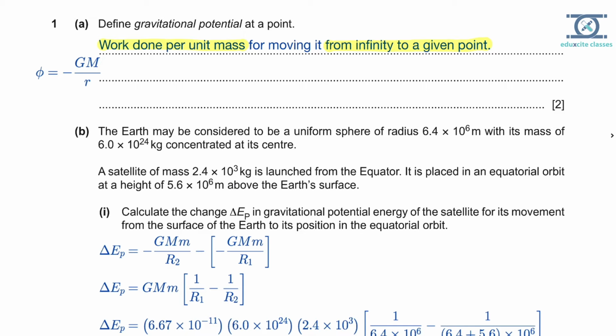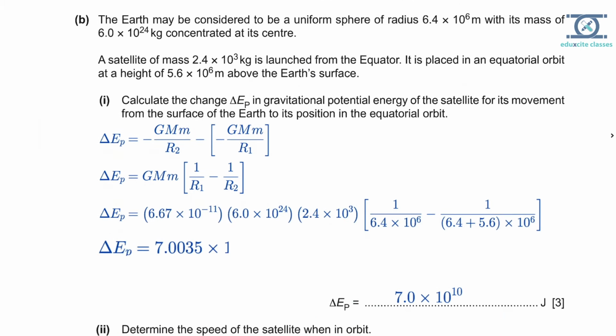Okay, so this is of 2 marks. If you have not written from infinity, you will lose your mark. 1 mark for work done per unit mass and 1 mark for from infinity to a given point. Now the second part, B.